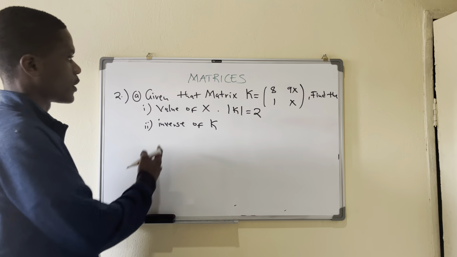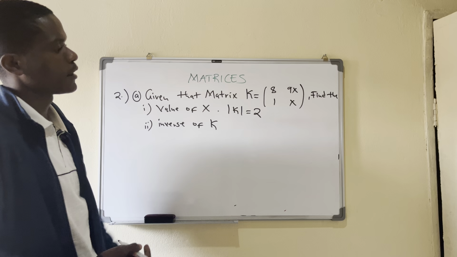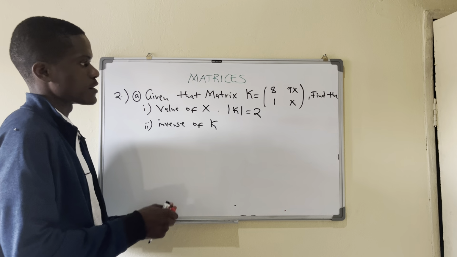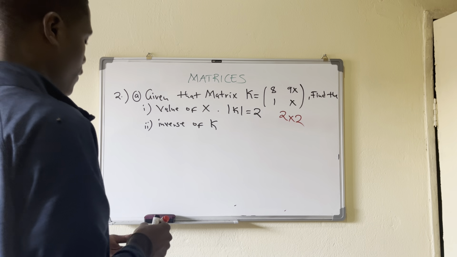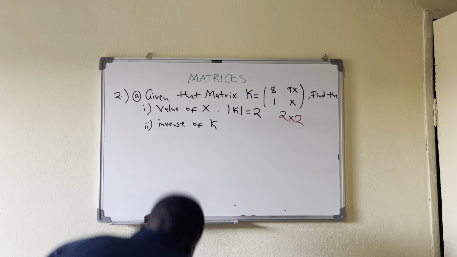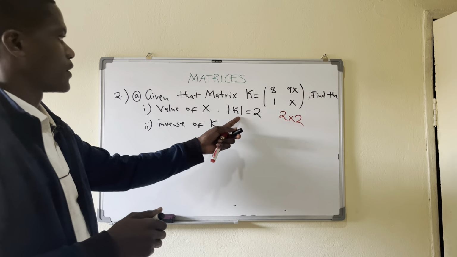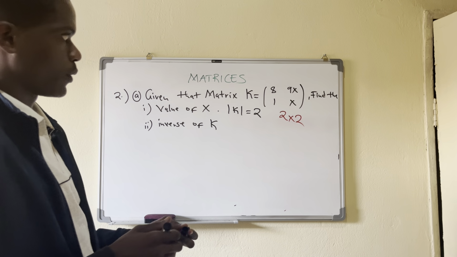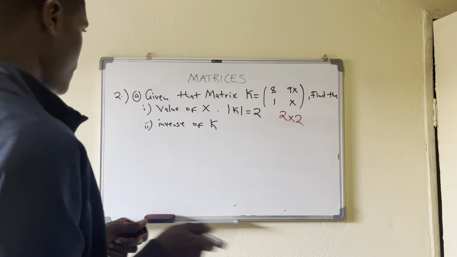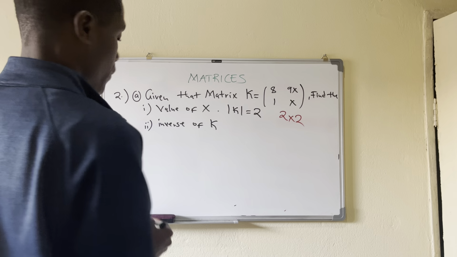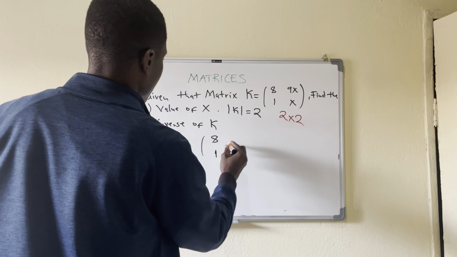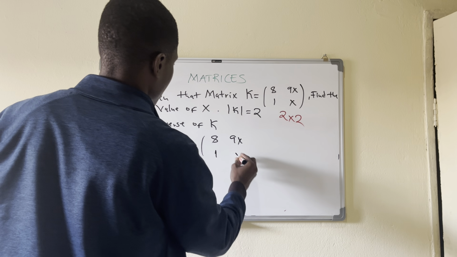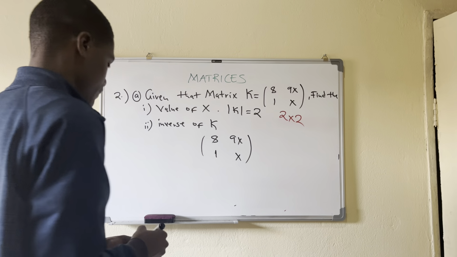Let's get into it. Given that the matrix K is that, so this matrix that you're seeing there is a 2 by 2 matrix to start with. Okay, so the determinant is given to be 2. We have to find the value of x. How do we do that? So the matrix itself is 8, 1, 9x, and x right there.